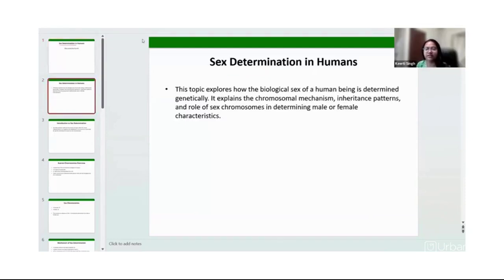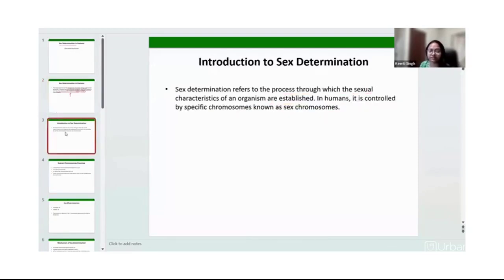So let's start. In this topic we are going to discuss biological sex determination, how it is determined. It is going to explain the chromosomal mechanism, the inheritance patterns, and the role of sex chromosomes, by which whether the child is male or female is determined through this process of sex determination, right?